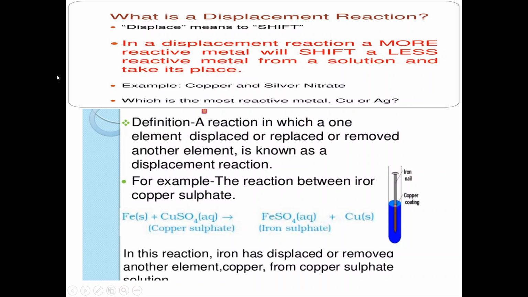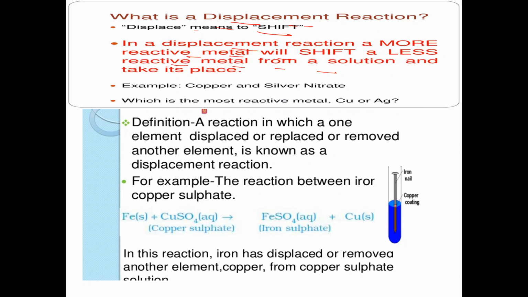Now next, metal. One of the properties of metal is that it shows displacement reaction. What does displace mean? To shift. So in a displacement reaction, a more reactive metal will shift a less reactive metal from a solution. In previous reactions, you have seen that sodium and potassium metal is kept in kerosene.